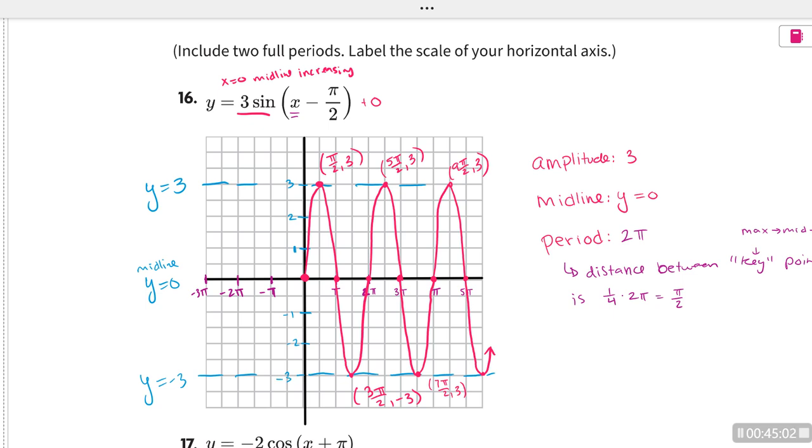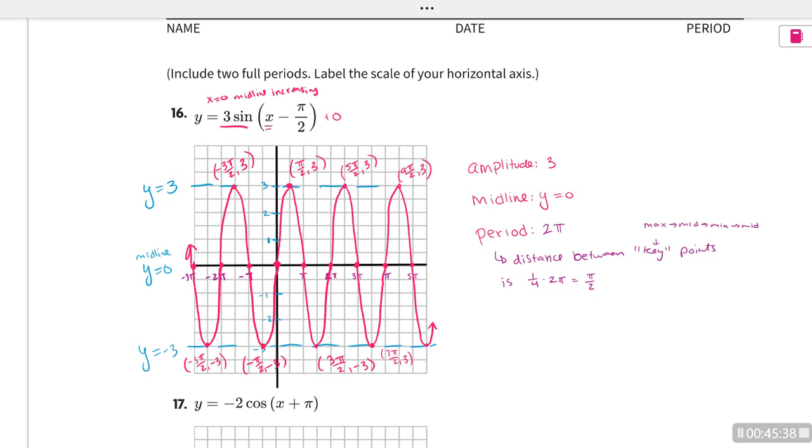So let's go to the left now. Sometimes I like to just place the dots first. Sometimes I connect as I go. It's all a preference. There we go. Always show my arrows to show the graph is continuing. Here we have negative 3 pi over 2, 3. Here we have negative pi over 2, negative 3, and negative 5 pi over 2, negative 3. So there is our graph of question 16.